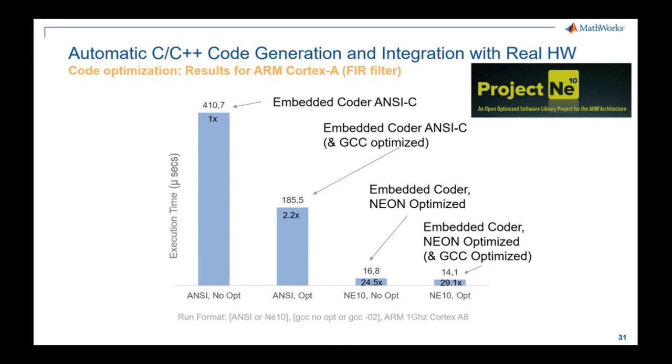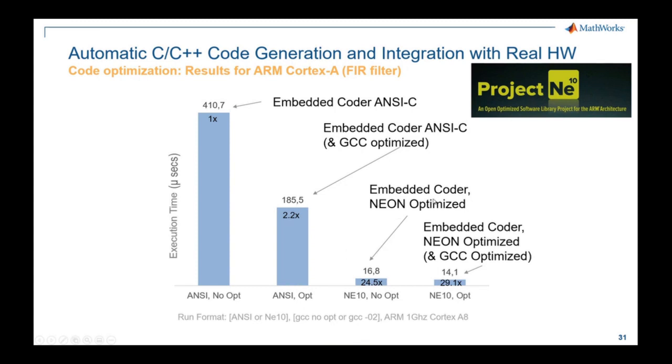Here you can see a benchmark that has been done for a finite impulse response filter, an FIR. First, we generated C code using simply the embedded coder without the code replacement library and without any optimization. You can see that it took 410 microseconds to execute. That's what we call 1. Then we activated some optimization settings in the embedded coder to optimize the generated code. And this time it went twice as fast.